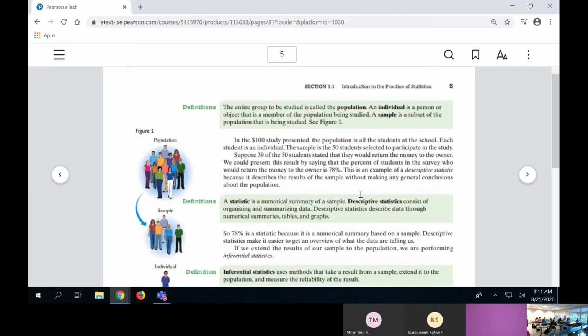Descriptive statistics is organizing and summarizing data. That would be like you going out counting cars and finding what car is the most popular, or you taking your grades and averaging up your grades. Everybody got it? In other words, you actually go out and find the numbers and you calculate the numbers. Inferential is when you predict.